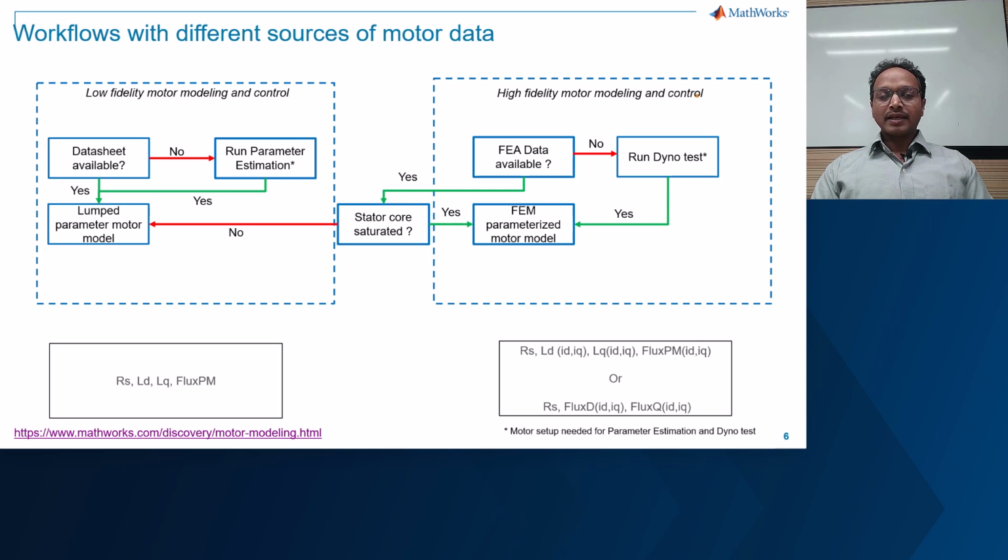At the end of this exercise, we would obtain the resistance along with the inductance maps and flux linkage for the permanent magnet, or resistance and inductance maps along the D and Q axis on a grid of ID and IQ. Let's see the ways to capture the data from the motor dyno now.